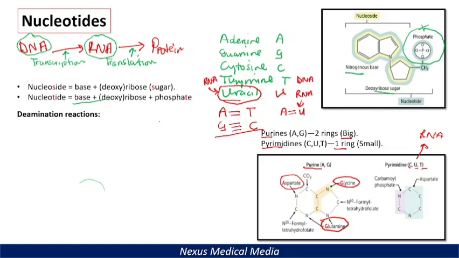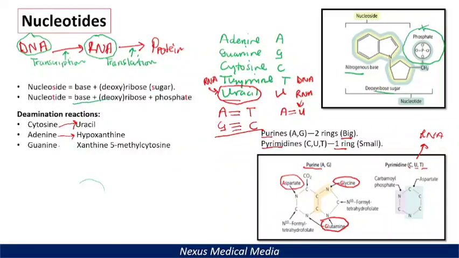So the next thing that I would like to talk about is a deamination reaction. If you remove the amine group on cytosine, you get uracil. If you remove the amine group on adenine, you get hypoxanthine. And if you remove an amine group from guanine, you get xanthine. 5-methylcytosine too. So these are just important deamination reactions that you also need to remember.